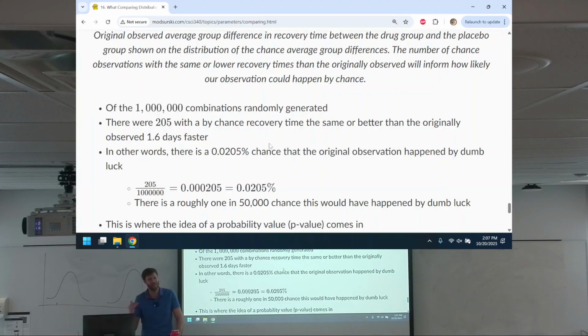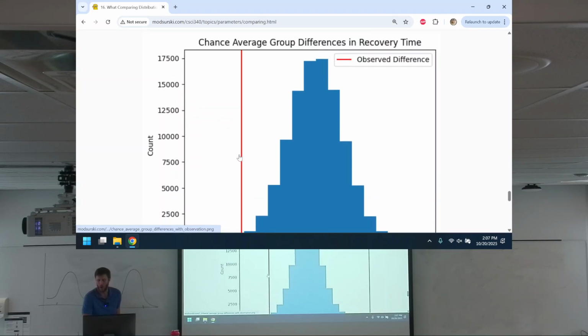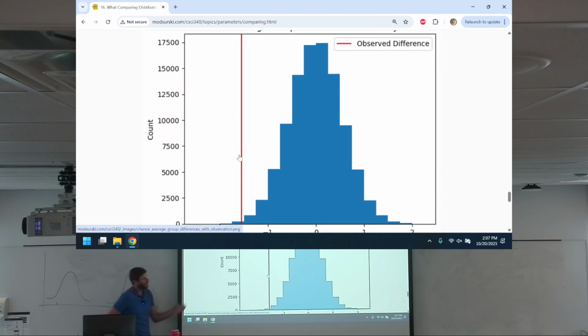Now, this does move on to another question, effect size, which is, well, how much of a difference did it make? Okay, yes, it made a difference, but do we care? That's a different question. But, yeah, cool. There we go. Only 205 of the 1 million could have landed there by dumb luck. And so in this case, I would be like, well, what are the chances these are the same?